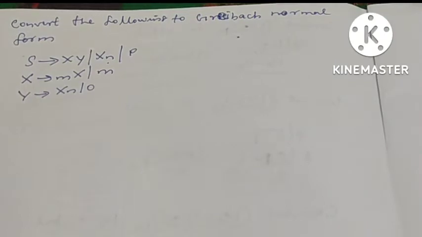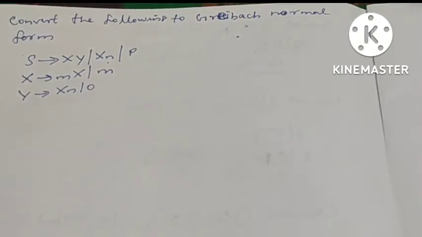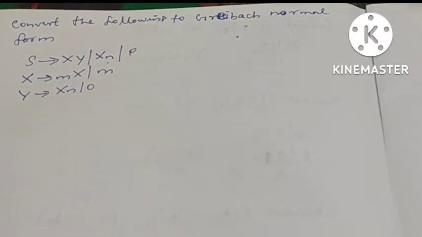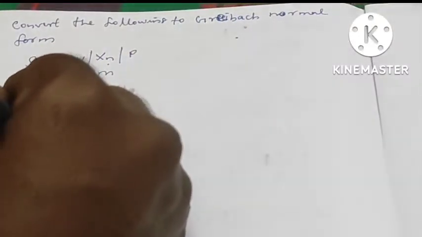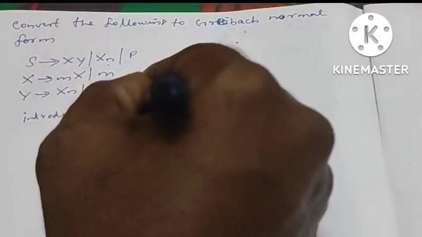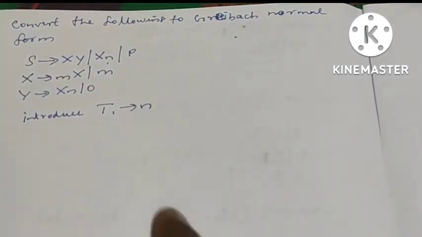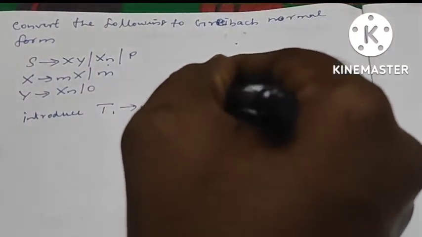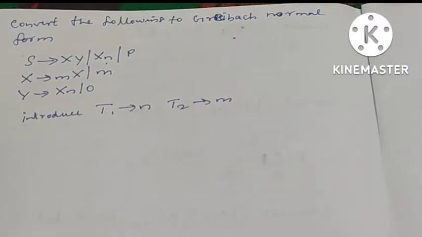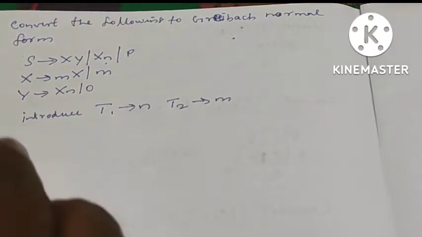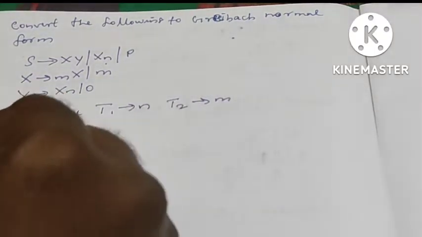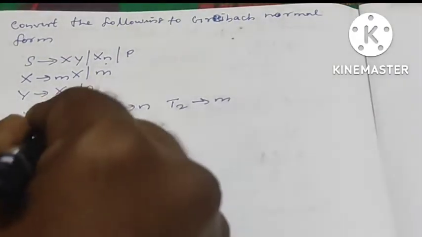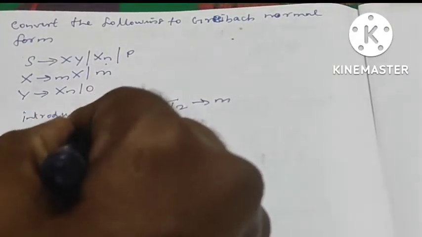So what we will try to do here is replace these terminals with non-terminals. We will introduce two productions here: T1 tends to small n and T2 tends to small m. Now we will replace the original productions by these productions. So S will be X and Y, so there is not any change in this production.